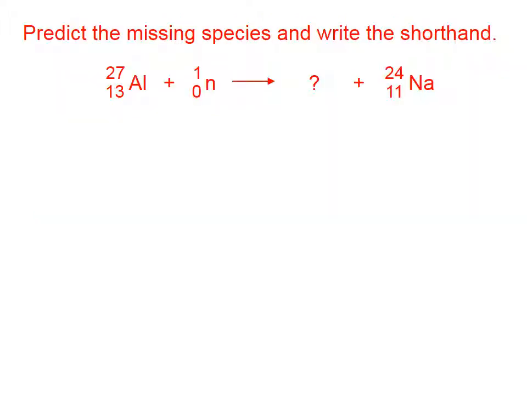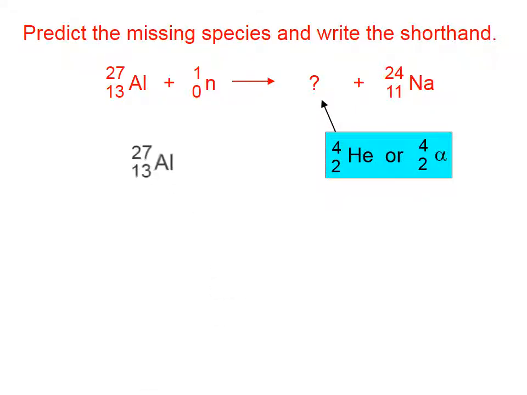Let's predict the missing species and write the shorthand. If we look at the masses, we see that we have a total mass of 28 on the left, so we're going to need a total of 28 on the right, which means the mass number here should be 4. On the bottom left 13, so far 11 on the right, so then we need a 2 on the bottom part. This is an alpha particle.